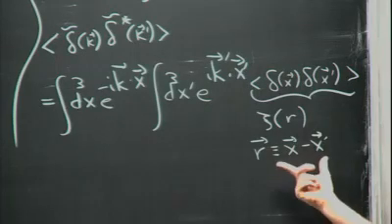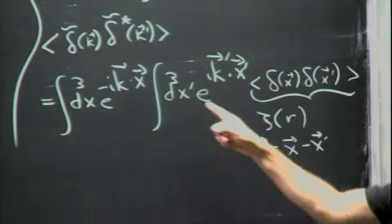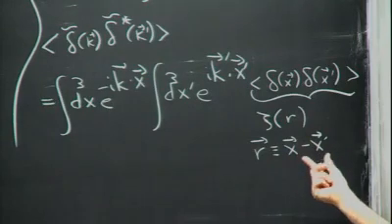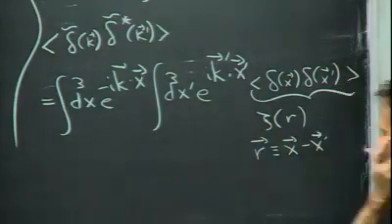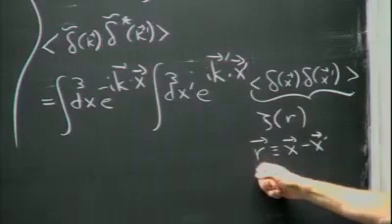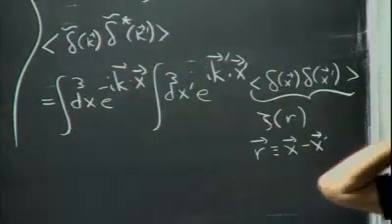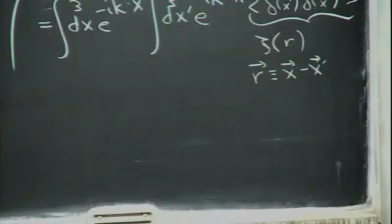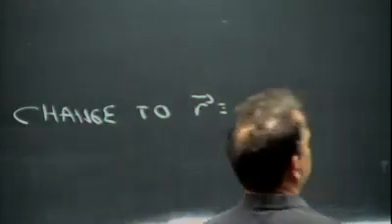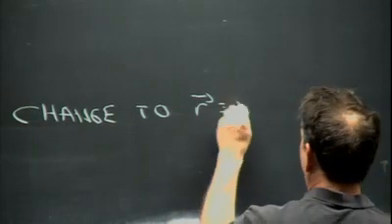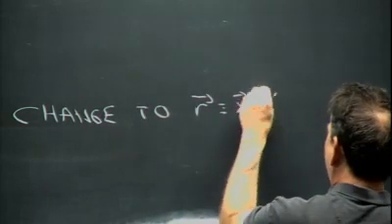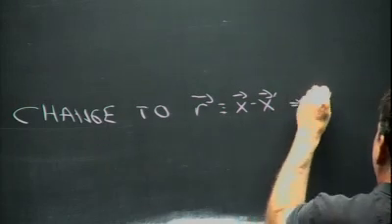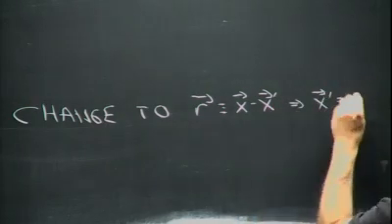And in fact, since this depends only on one linear combination of these x's, let's change one of these dummy variables so it's on R. And that will mean the other integral will be free of anything. Okay? So let's change dummy variables. Change, say, the x prime integral to R equal to x minus x prime. And that means that we replace x prime everywhere with x minus R.